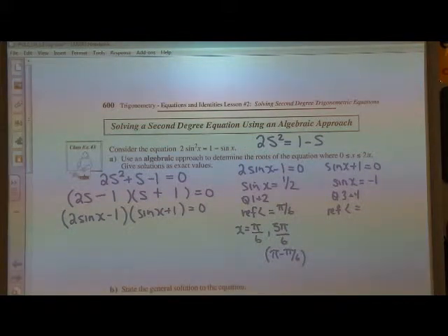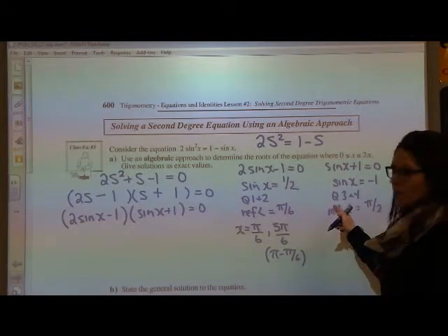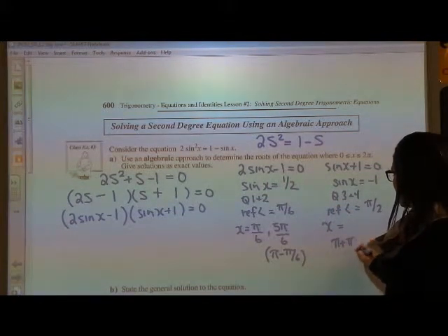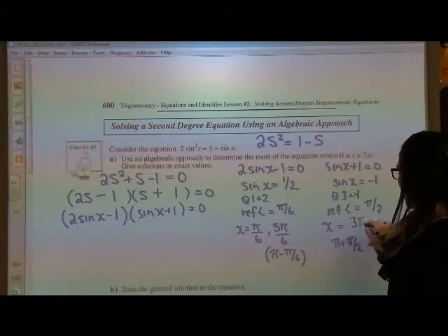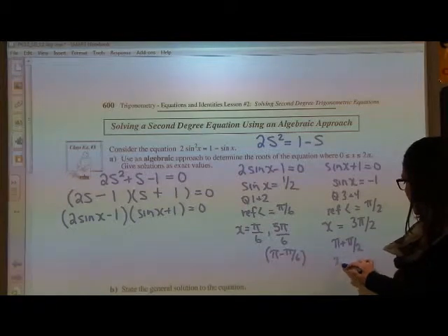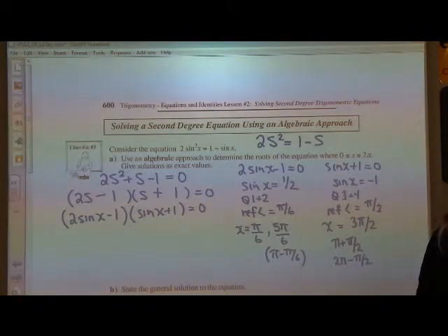What's my reference angle, Jessica? Pi over 2. So then if I'm in quadrant 3, x would be equal to pi plus pi over 2, which is 3 pi over 2. And if I'm in quadrant 4, it's 2 pi minus pi over 2, which is still 3 pi over 2. So that's how I would get my solutions algebraically.